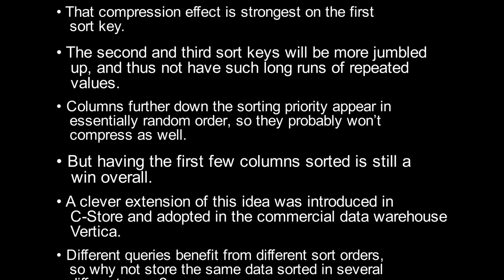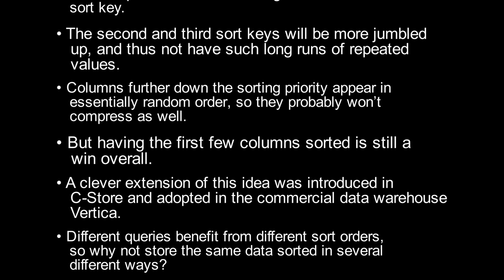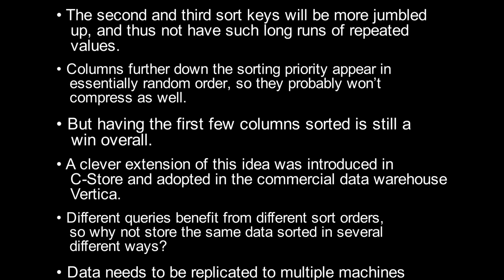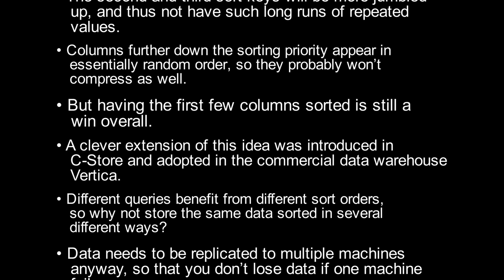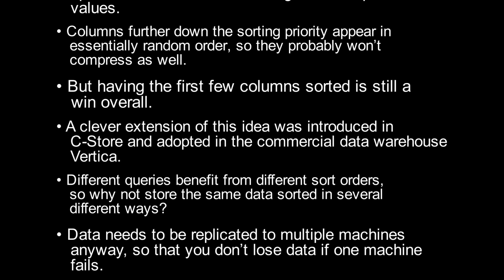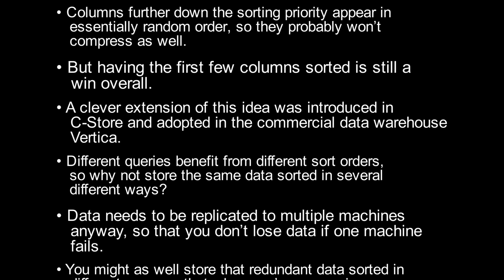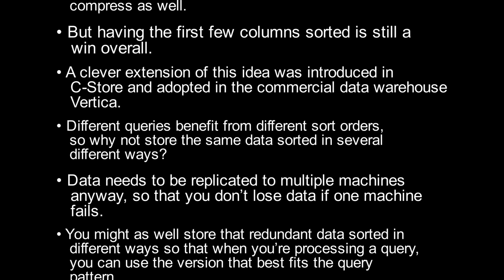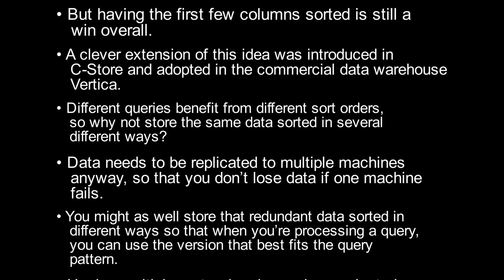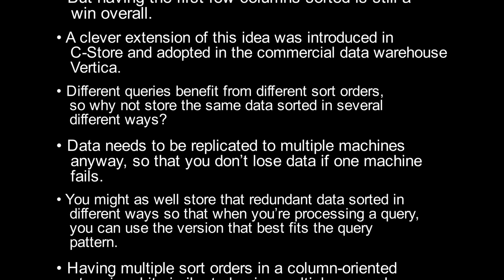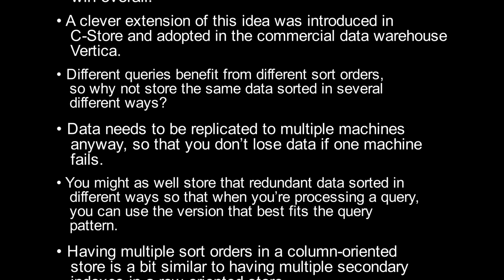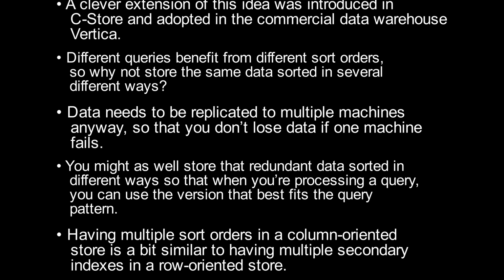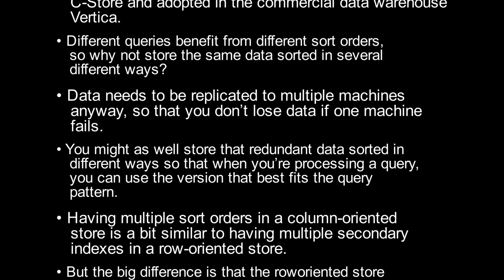A clever extension of this idea was introduced in C-Store and adopted in the commercial data warehouse Vertica. Different queries benefit from different sort orders, so why not store the same data sorted in several different ways? Data needs to be replicated to multiple machines anyway, so that you don't lose data if one machine fails. You might as well store that redundant data sorted in different ways so that when you're processing a query, you can use the version that best fits the query pattern.